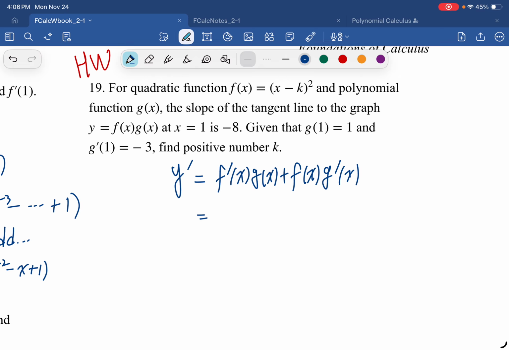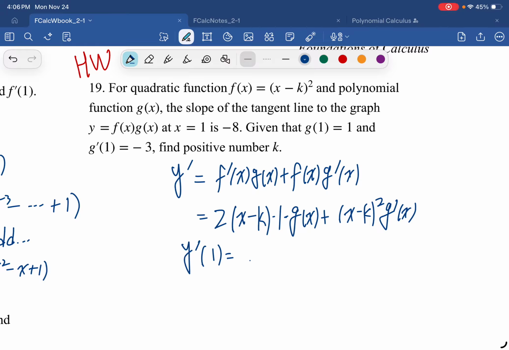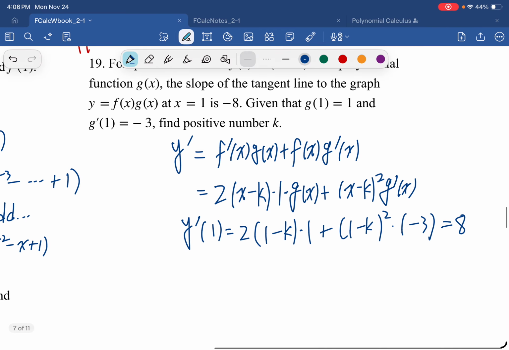Right, if we write that up, we need to use the chain rule on this, right? So it's going to be 2 times (x minus k) multiplied by the derivative of the inner function, but in this case it's just 1. And then (x minus k) squared g prime of x. Okay, and now we need to plug in x equals 1. So 2 times (1 minus k), g of 1 is 1, plus (1 minus k) squared times negative 3, right, equals negative 8. And we have to solve this equation.